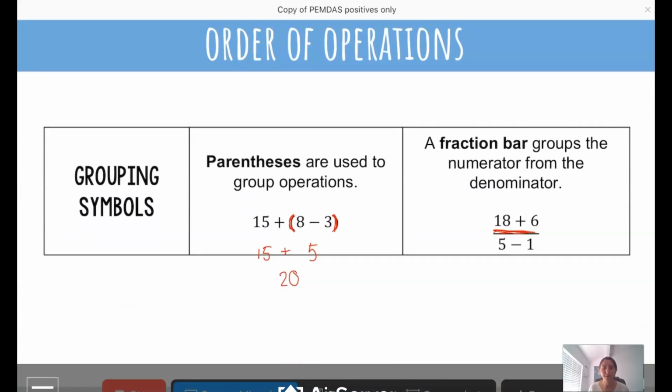Another grouping symbol is a fraction bar. A fraction bar actually groups the numerator, so the top expression, and the denominator, the bottom expression. So when we have a fraction bar, which means to divide, we actually have to simplify the top, simplify the bottom, and then we will divide at the end. And you'll see when we do some examples.